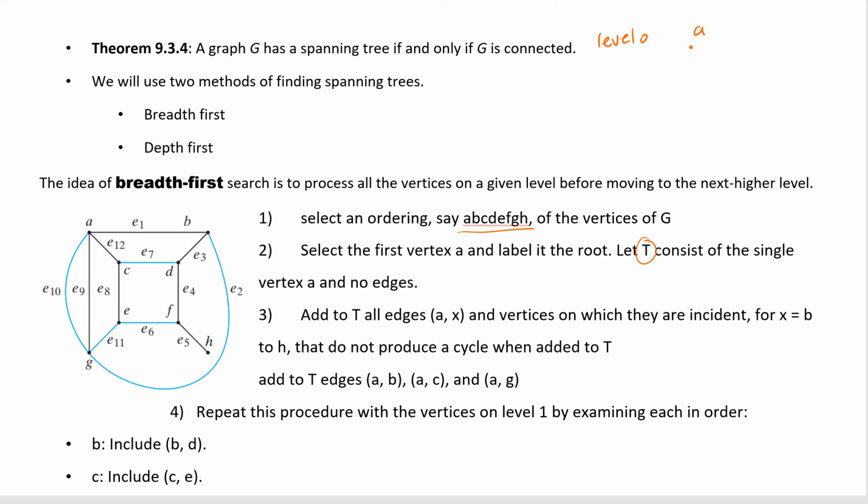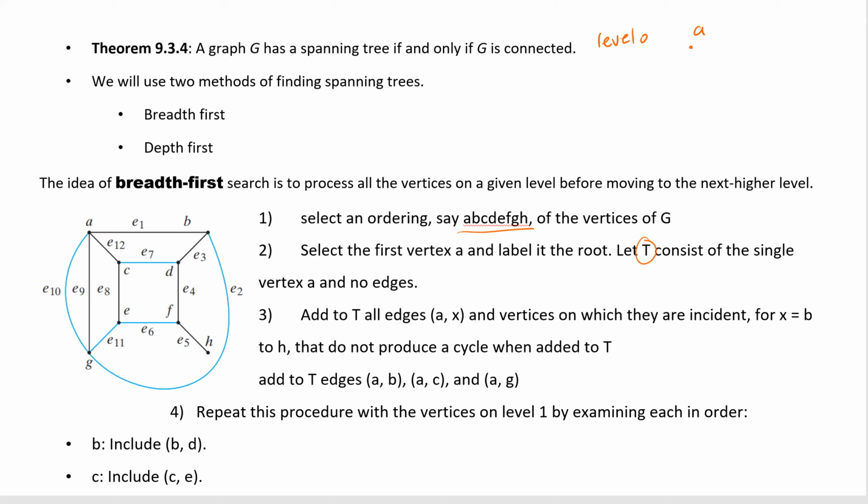Next, we add to T all edges AX, and the vertices on which they are incident, for X equals B to H, so we follow the ordering. So A, B, C, D, E, F, G, H, right? So that's why we check the vertices from B to H. And make sure that we do not produce a cycle when we add the edge to T.